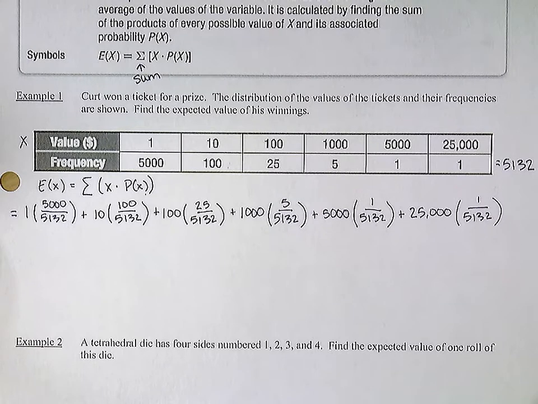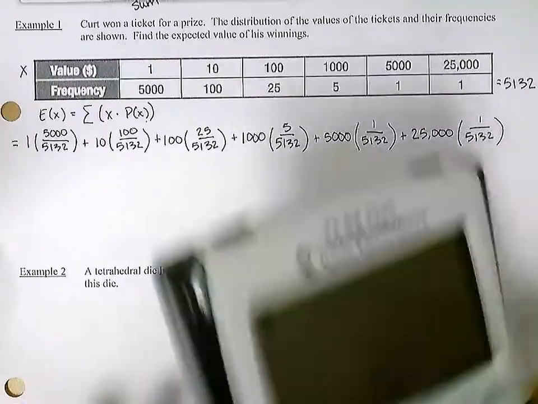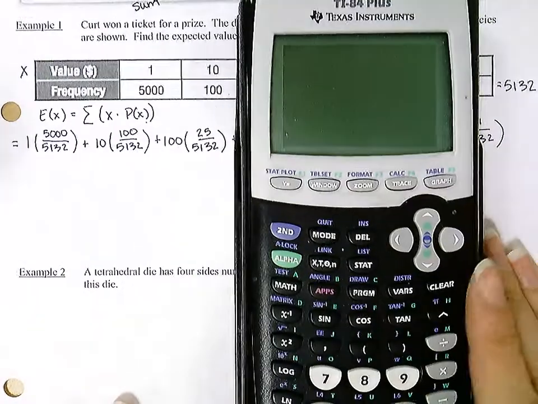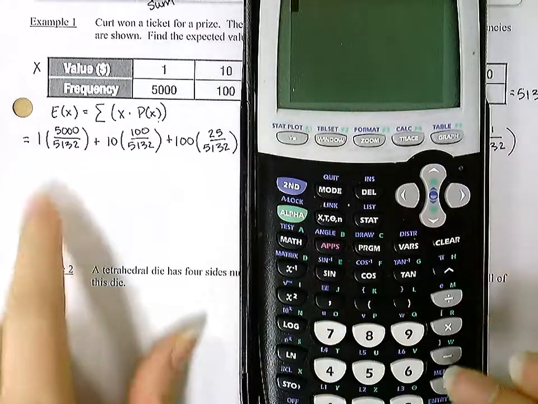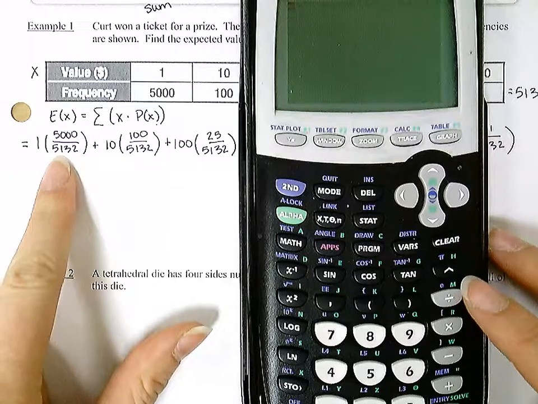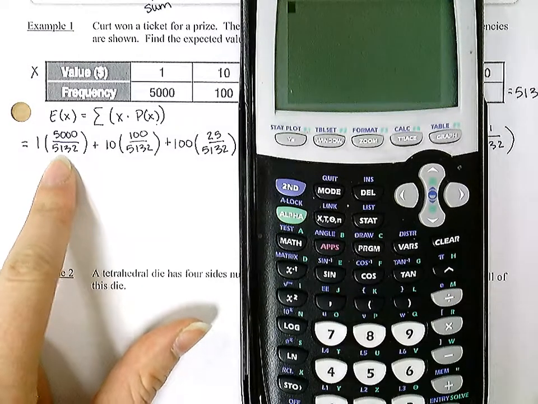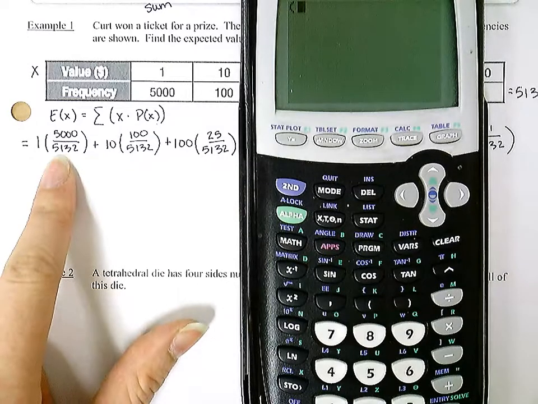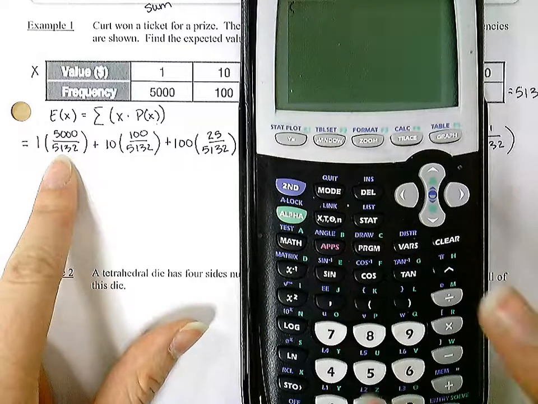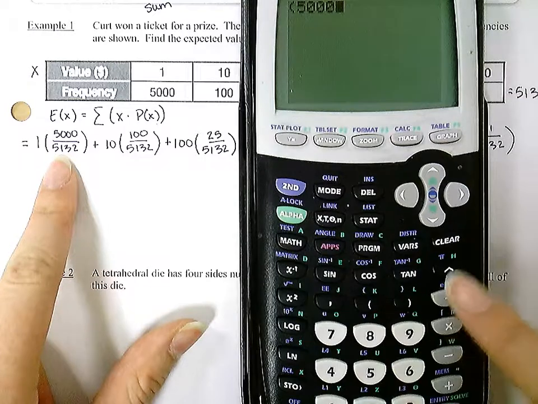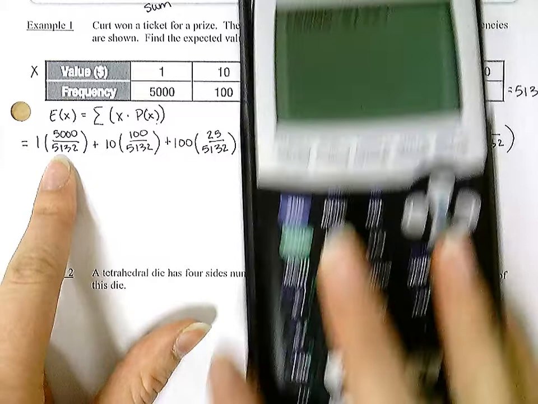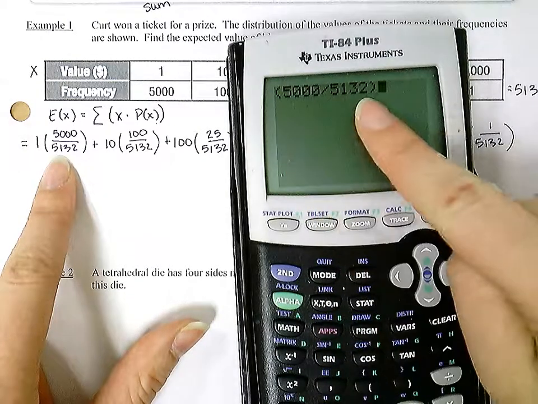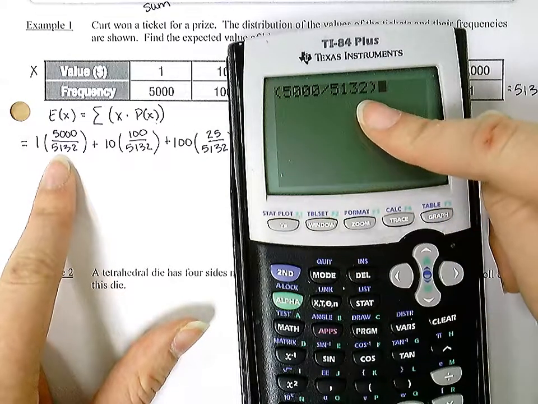I don't know if you guys have a calculator or not. Sorry, I don't know where my other calculator is, so I'm going to use a graphing calculator. This is 1 times this quantity, so I'm not even going to write in the 1. I'm just going to write in the quantity, so I want a parenthesis around it. Then 5,000 divided by 5,132, and end my parenthesis. I want to keep those fractions in parentheses.